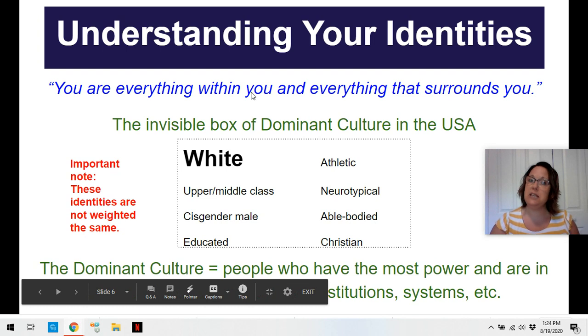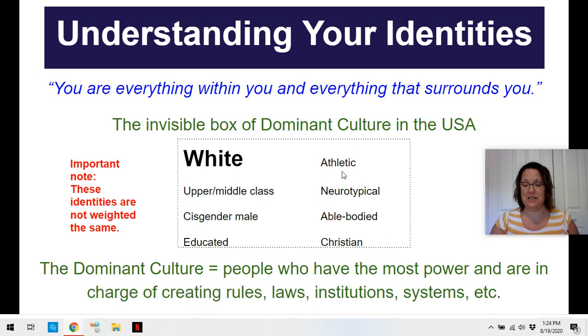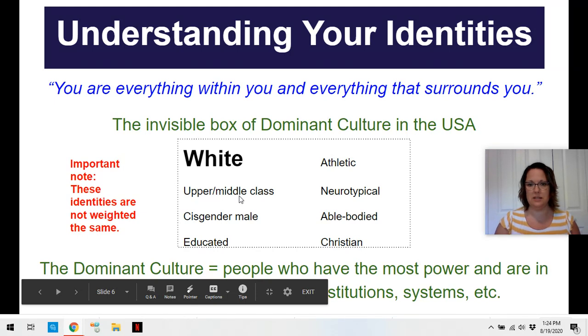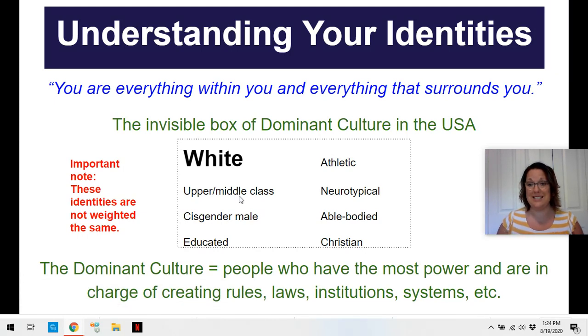So just to keep in mind as we're going forward with this, that these tend to be the dominant culture identities in the United States. This will vary from country to country, but here in the United States, being these things means that you have a better chance of having a seat at the table. And if you are white, you have the best chance of all to have a seat at that table.